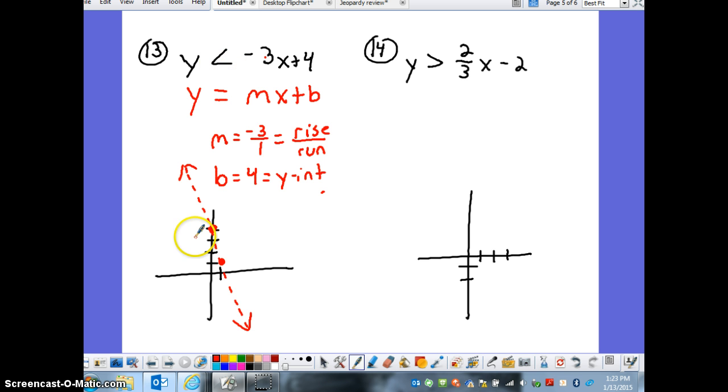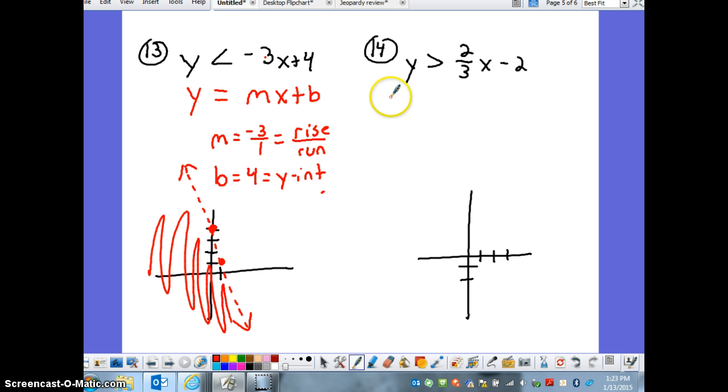Do I shade everything below this line, which would be to the left, or above this line, which would be to the right? Since it is less than, what is less than this line? Less than would be over here to the left or below the line. So that's going to be my shaded region.